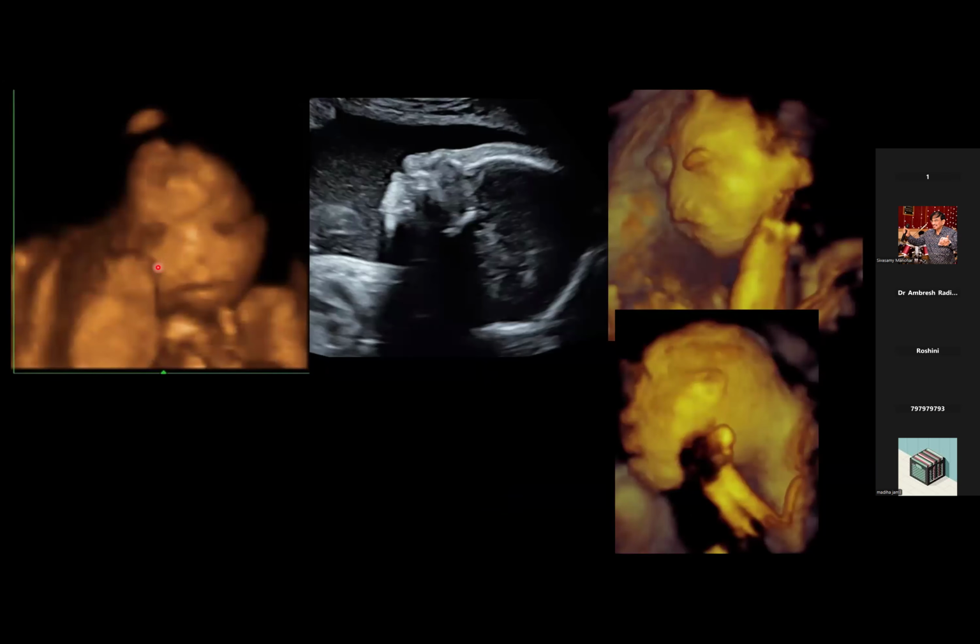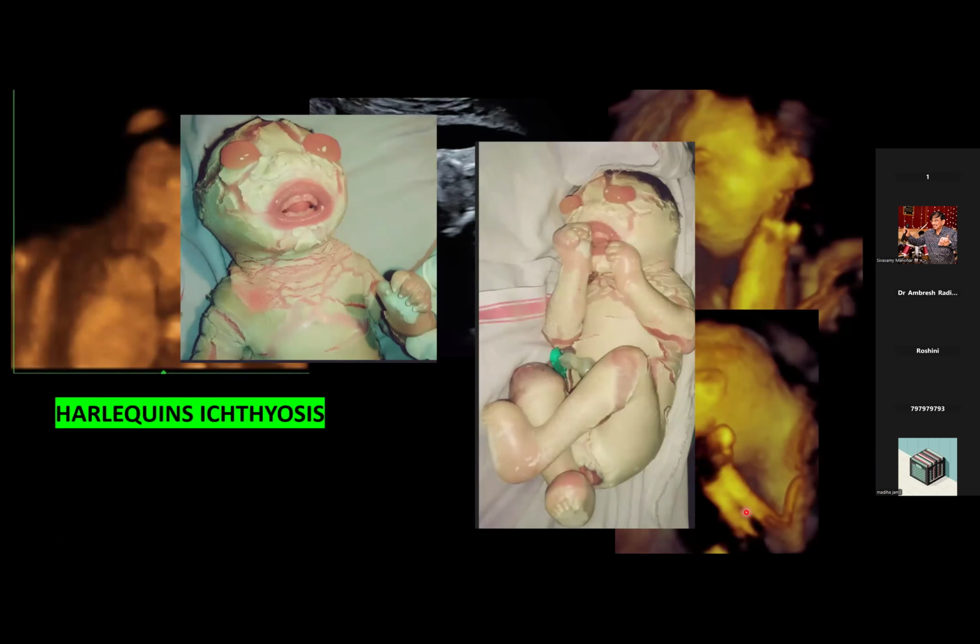And there was also persistently open mouth with thick lips and rounding of the corners of the mouth. There is also a flat facial profile. And the limbs were again in the persistent semi-flexed posture. So this diagnosis was Harlequin's ichthyosis. This is the post-abortal picture showing ectropion eclabium.